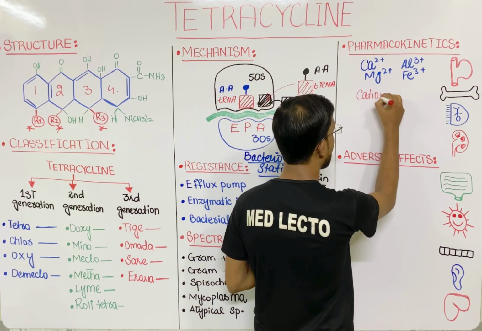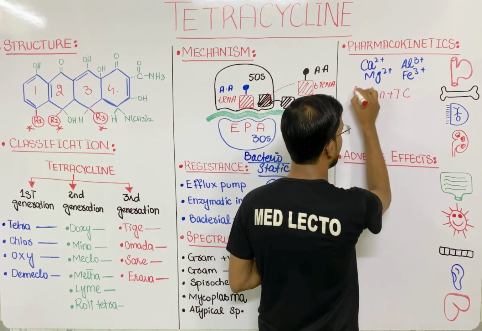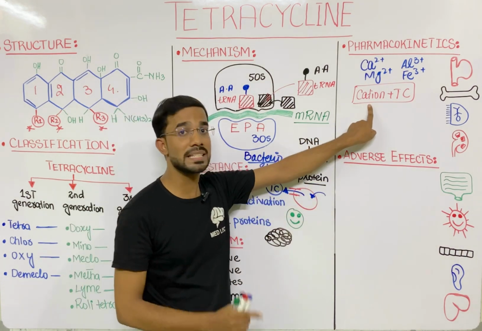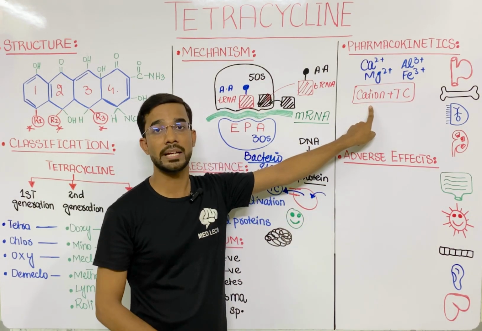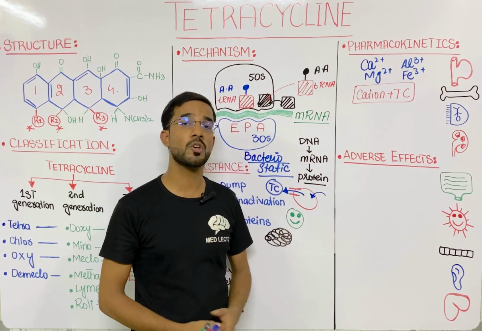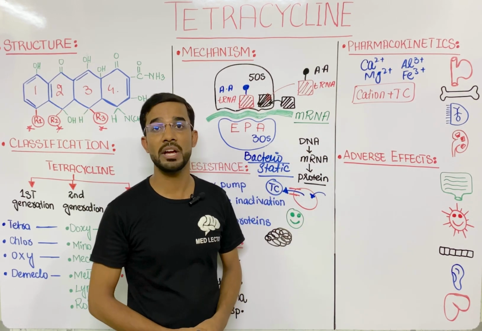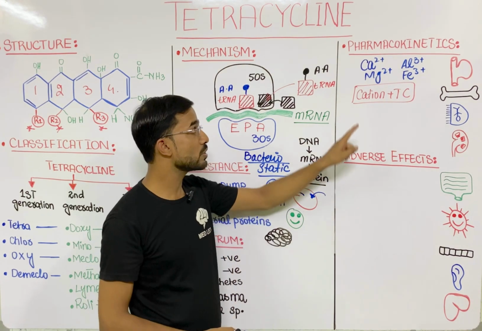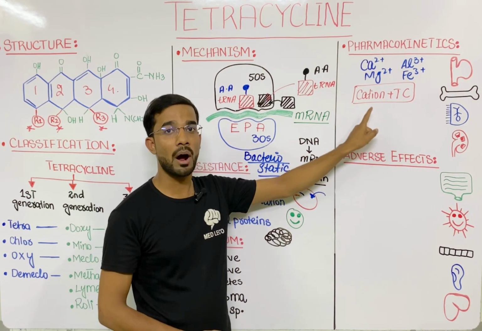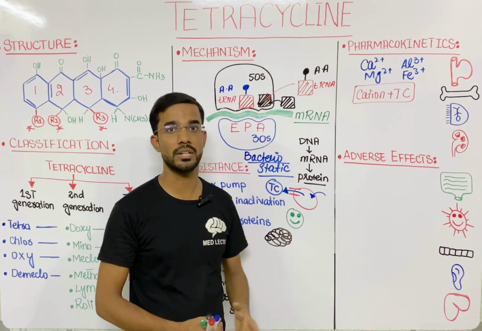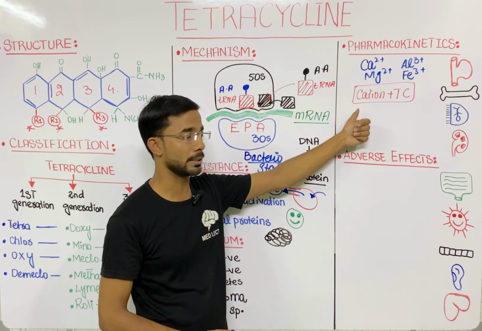Okay, it means that you will see the complex formation, cations along with the tetracycline. You will see the formations of the complex. And now this complex is unabsorbable in the GIT tract. So it means that when there is no absorption of the tetracycline, then there will be no effect of the tetracycline on the body. So that's why you should be careful about taking the tetracycline along with these food or the drink. That is the important thing.